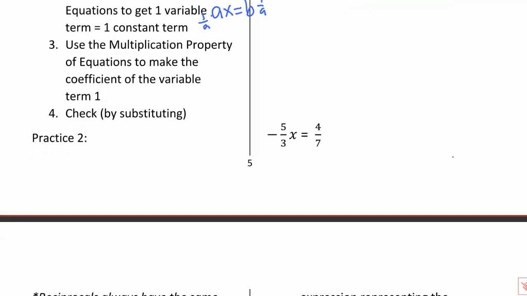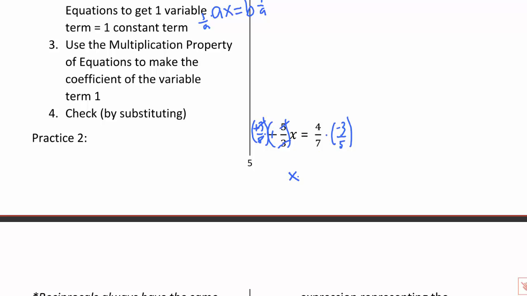Okay, let's look at the next one. Negative 5/3 x is equal to 4/7. The coefficient in front of x here is negative 5/3, so I'm going to multiply by the reciprocal of negative 5/3, which is negative 3/5. That's a good thing because whenever I multiply by negative 3/5, the 5's cancel, the 3's cancel, and the negatives become positives.